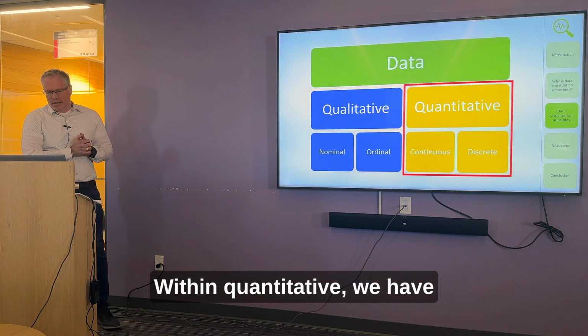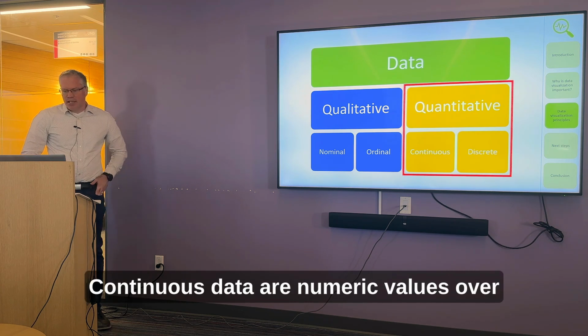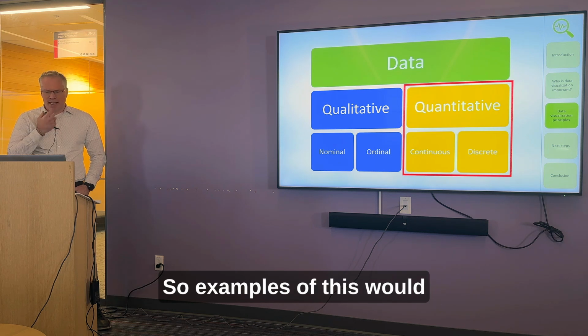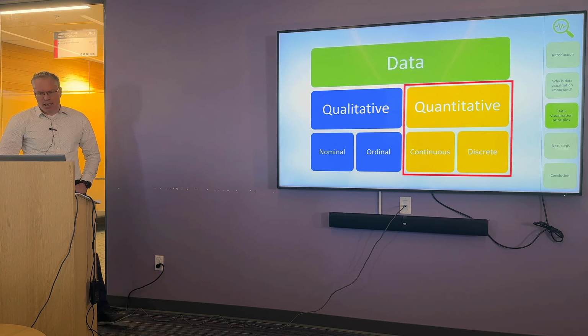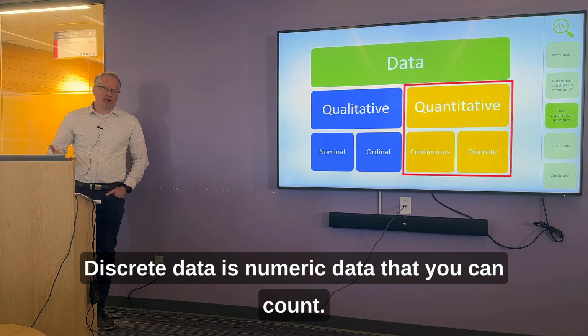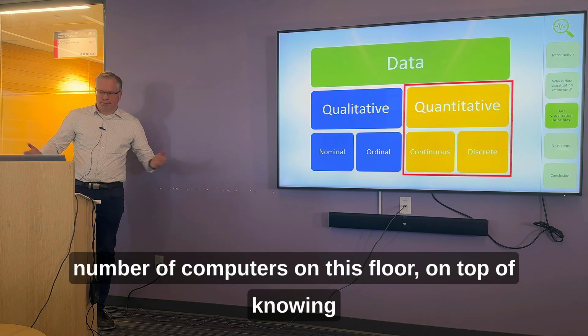Within quantitative, we have continuous and discrete data. Continuous data are numeric values over an interval or a continuum. So examples of this would be height, weight, time, temperature. Discrete data is numeric data that you can count. So the number of people in this room, or the number of computers on this floor.